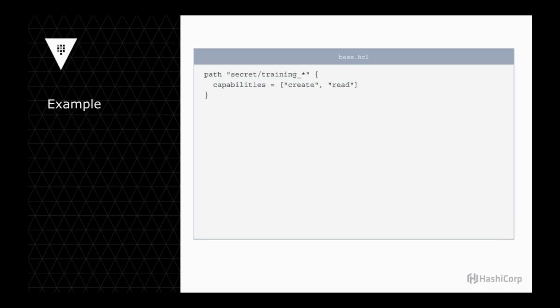Inside of Vault, it's almost like a file system where you put secrets into folders, or you can put them into a particular file. It's not exactly like that, but it's a useful way of thinking about it. When you grant access to a secret, you basically just grant access to a path where the secret lives. That's what you're seeing here. This policy is granting access to everything under the training path. And whoever this policy is applied to can create and read secrets at that particular path.